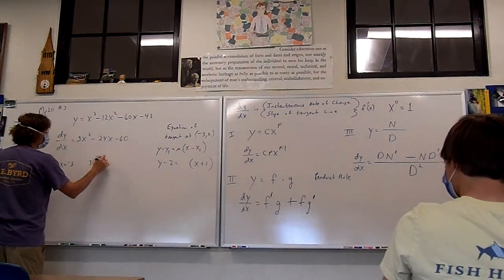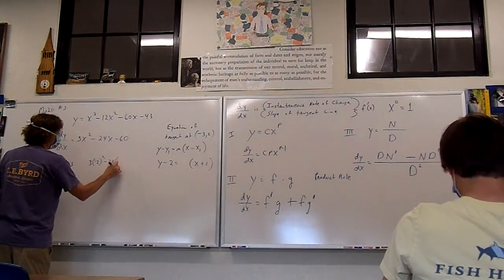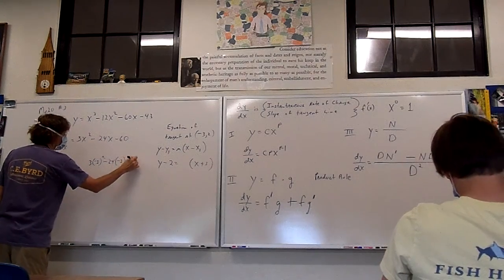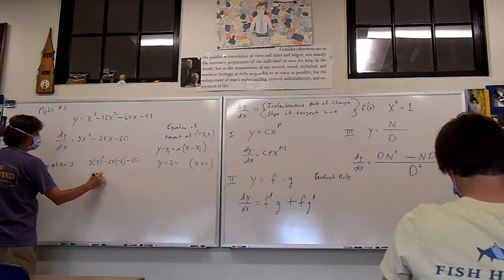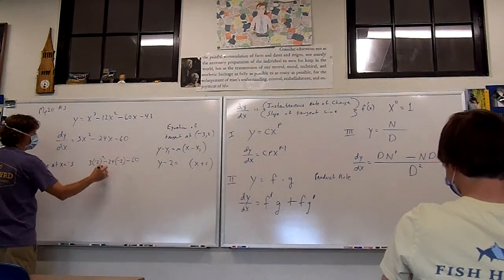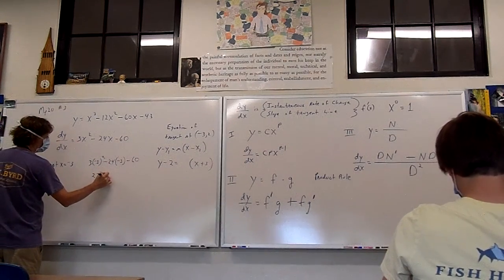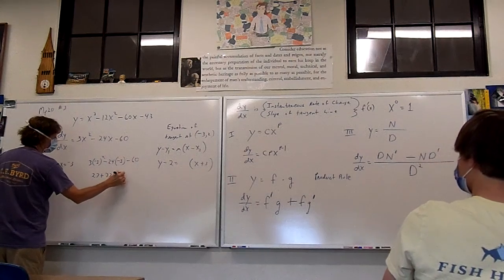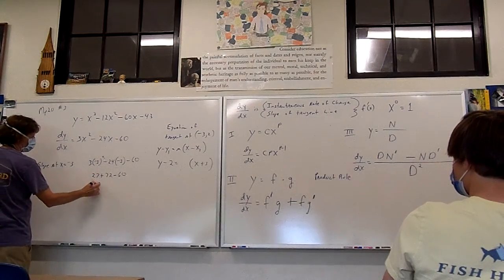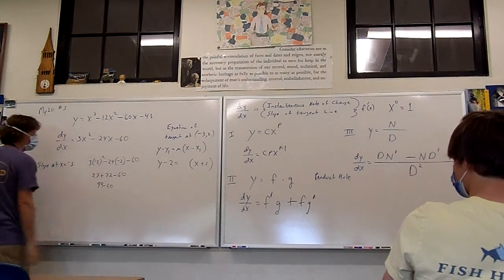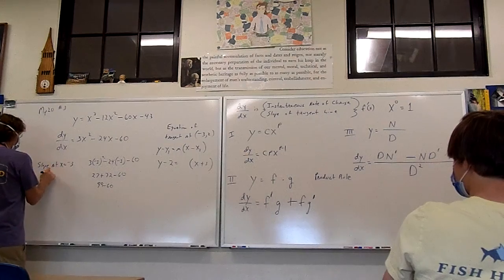Okay? So I'm actually going to write it out. 3 times negative 3 squared minus 24 times negative 3, minus 60. 27 plus 72, minus 60. 99, minus 60 is what? 39. So the slope is 39.